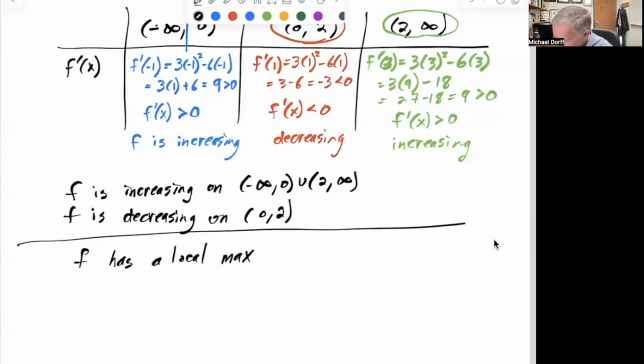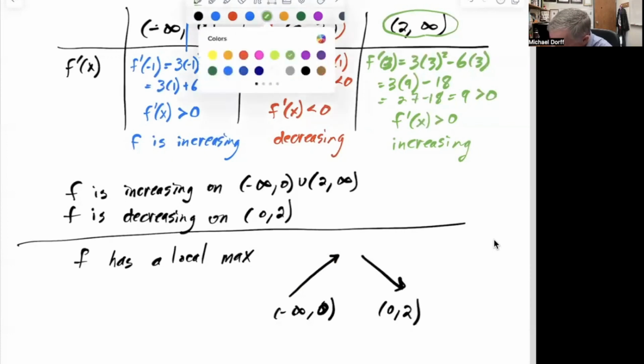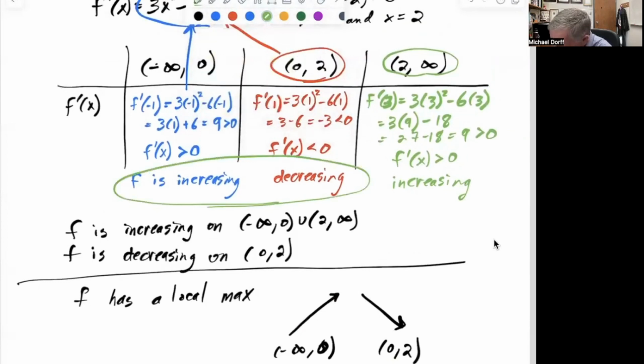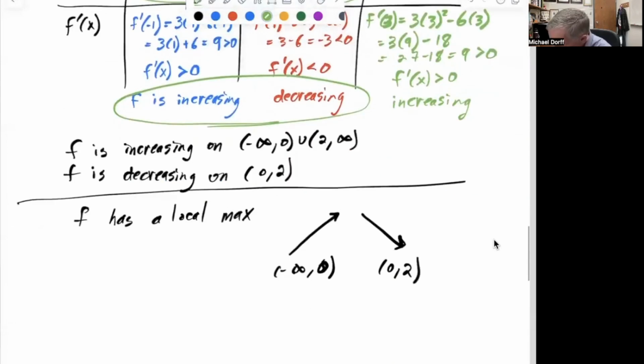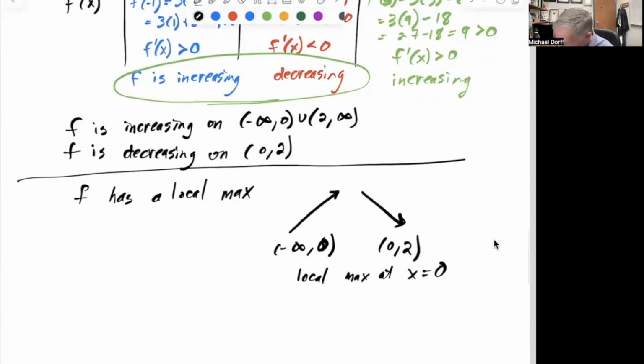So where is the function increasing? Well, it's increasing from negative infinity to 0, and it's decreasing from 0 to 2. Where do we get that? We get that from the work that we did in the previous part. All right. So that means that if it's increasing and then decreasing, it has a local max at x equals 0. And what's the value of that? Local max value at x equals 0. All I do is I put 0 into my original function.